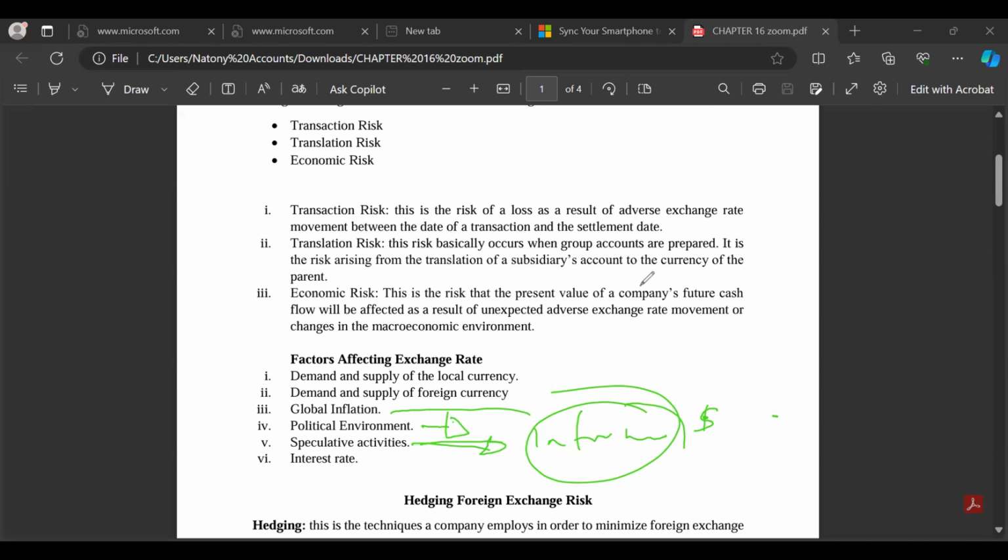There are also some people who buy to sell. So they buy all the dollars and keep them, and when the price rises, they sell. Those are speculative activities that also have a way of affecting either the foreign currency or the local currency.